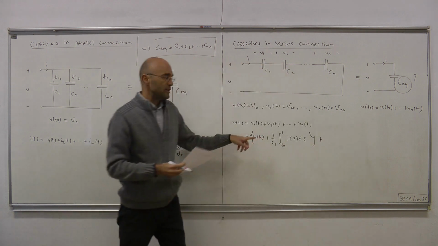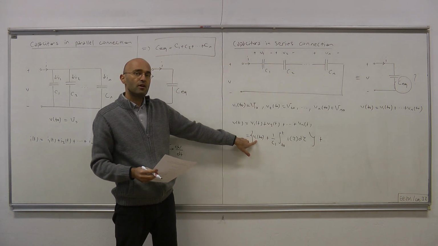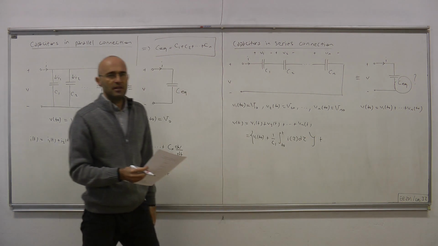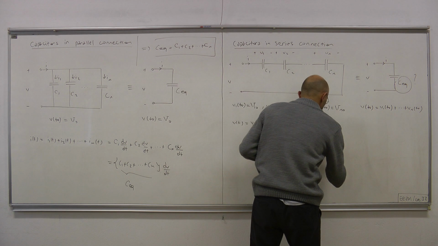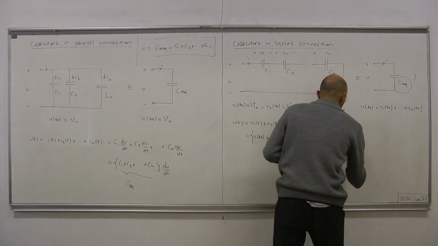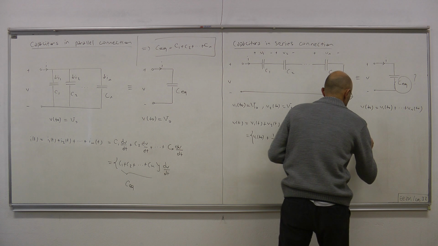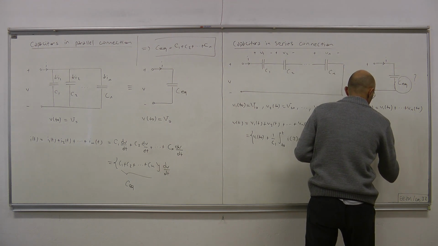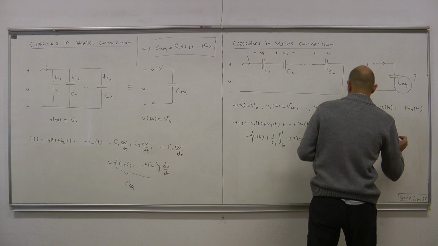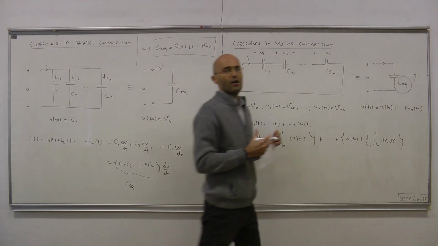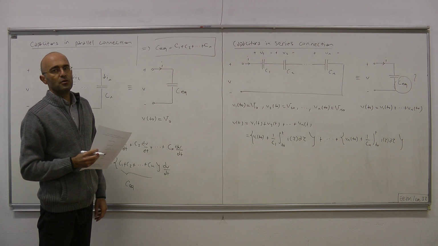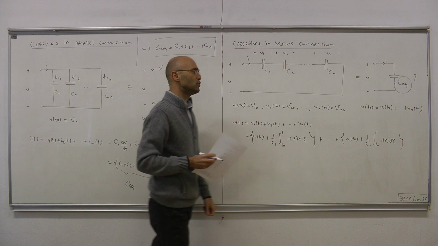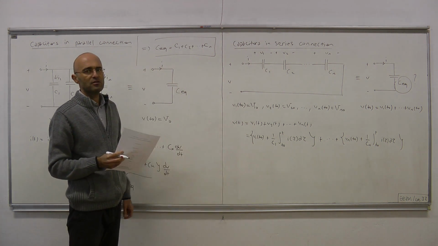And do the same thing for V2. V2 of t is the initial V2 of t0 plus 1 over C2 times the integral of the current, and so on up to the nth voltage, Vn of t0 plus 1 over Cn times the integral from t0 to t of I of tau d tau. Okay. Now, to extract C equivalent, all we have to do now is to rearrange the terms.